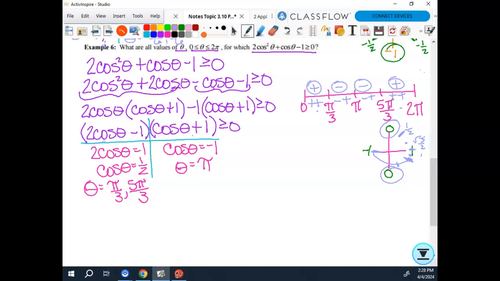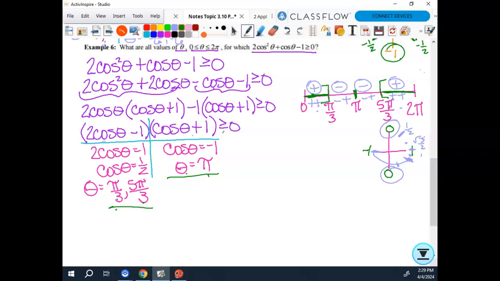Okay? So let's look at what we were actually looking for here. We want this to be greater than or equal to 0. So that's the positives. But it's greater than or equal to 0. That means these that we found, this is what makes it 0, right? So I have to include these no matter what. Pi thirds can get included right here. 5 pi thirds can get included right here. But look at pi. He's hanging out in the middle there all by himself. So he's not part of an interval, but we have to include him because he makes it 0. Does that make sense to you?